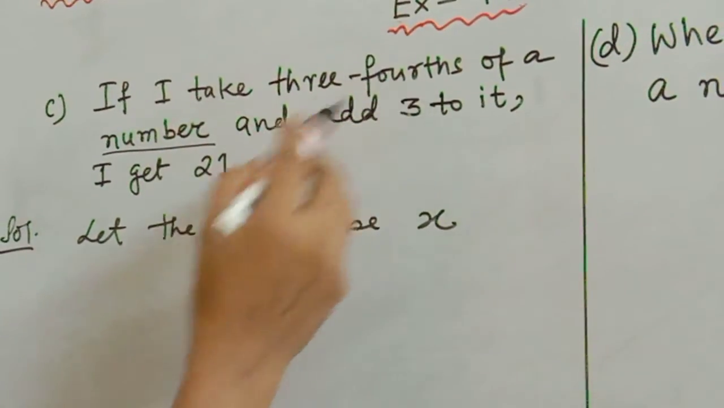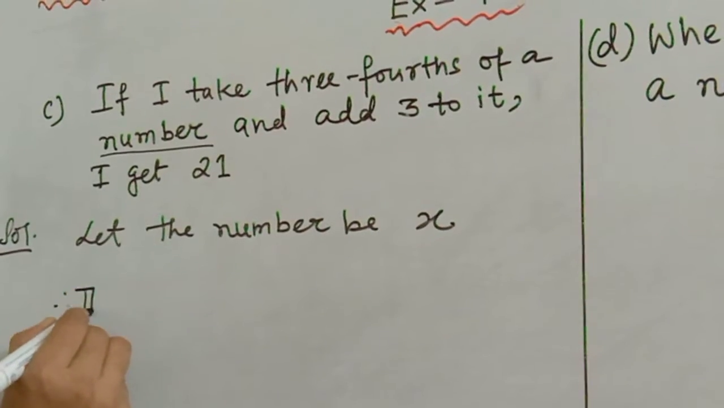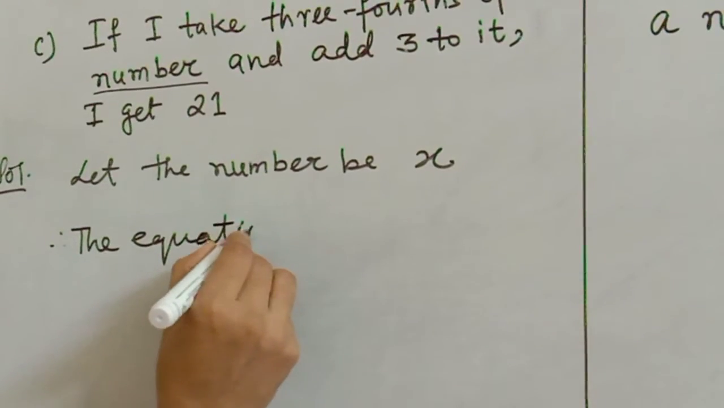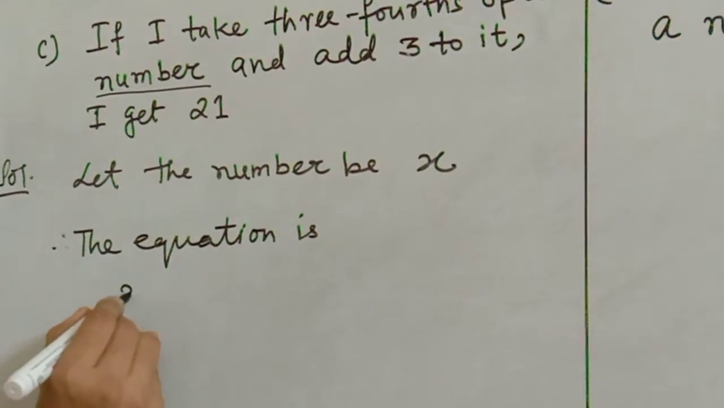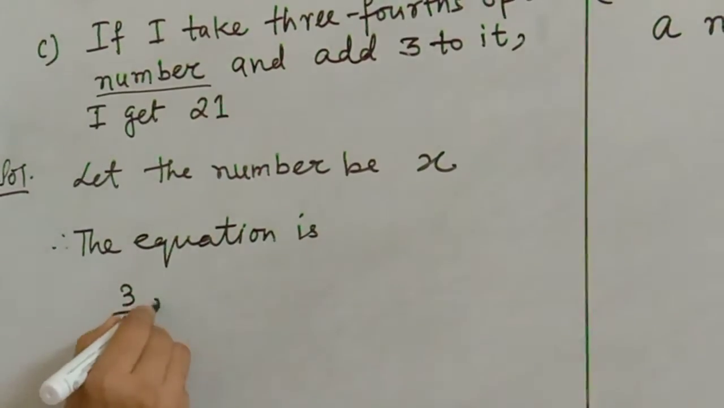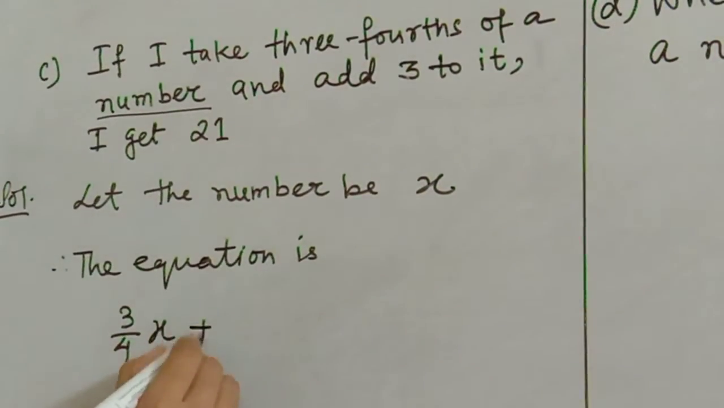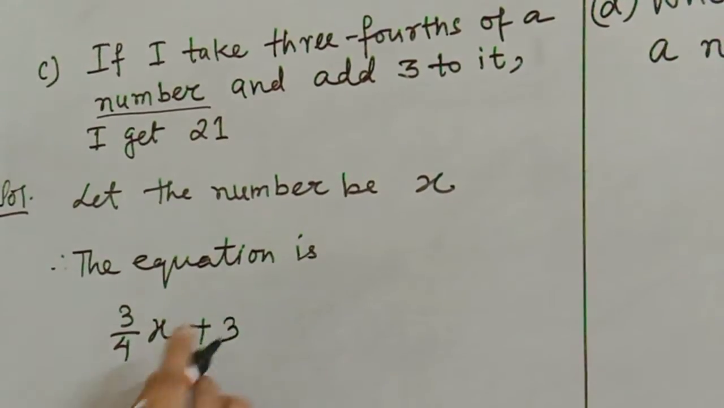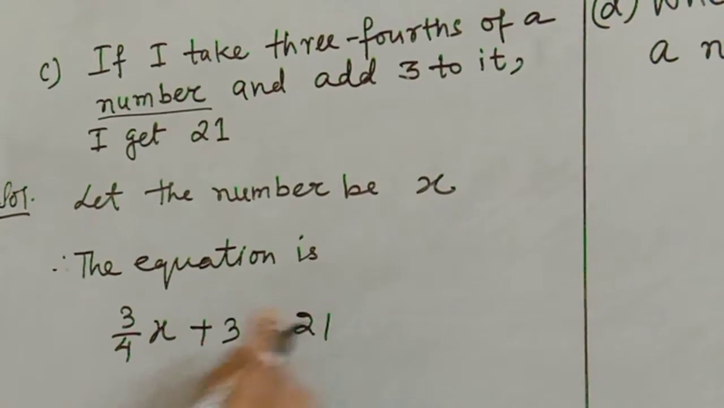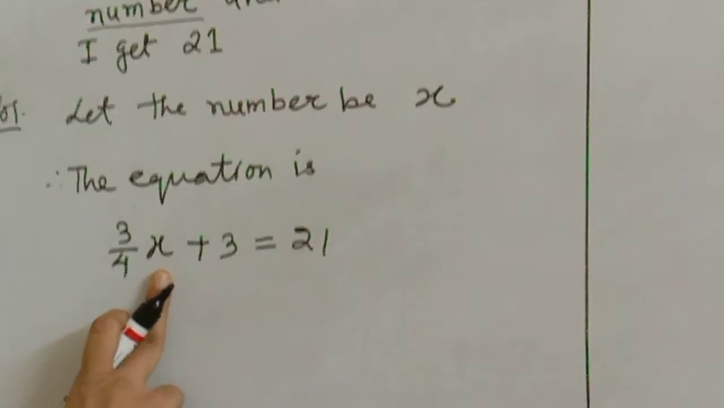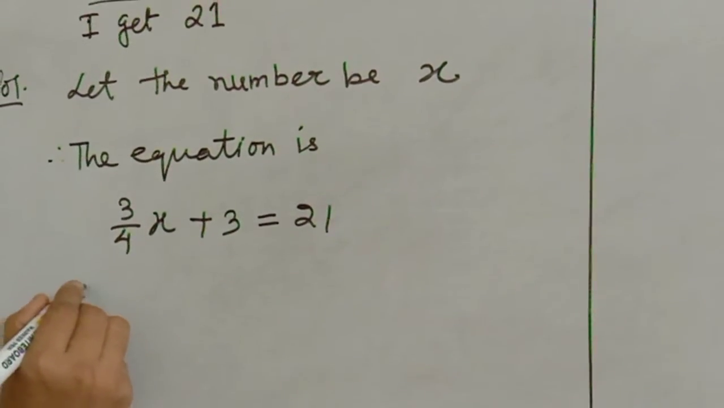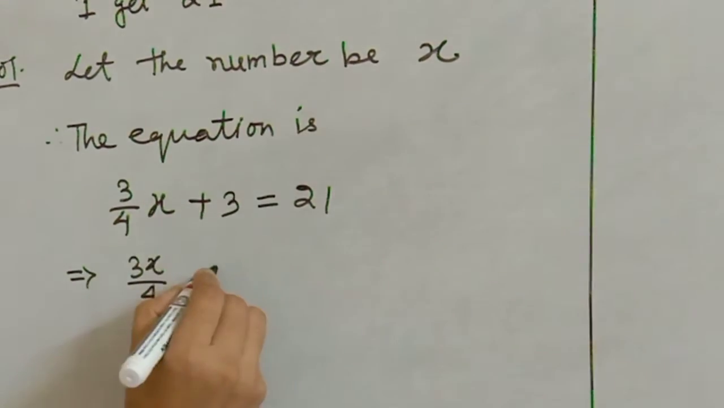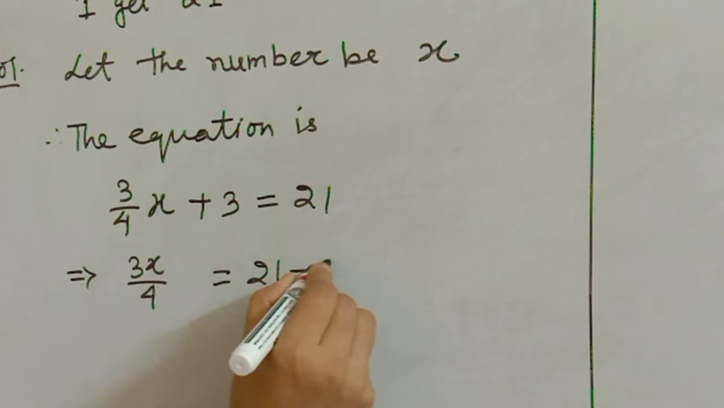If I take 3/4 of a number, therefore the equation is 3/4 of a number and add 3 to it. Add means plus 3 to it. I get 21. So this is the equation. Now you need to find the value of x. What is the number? Solve it. 3 into x, 3x by 4. 3 you need to transpose: 21 minus 3.